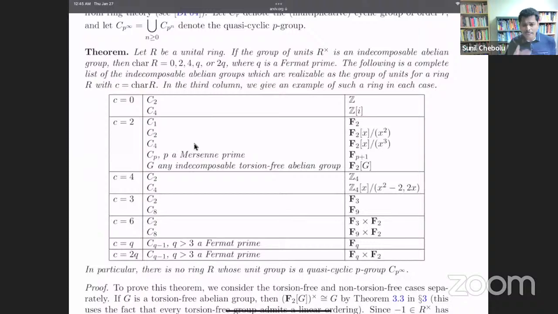I think one thing that is interesting to note, for instance, you look at the cyclic group of 4 elements, right? That is realized in characteristic 0 as the units of the Gaussian integers. It is realizable in characteristic 2 as units of this truncated polynomial algebra, F2[x] mod x cubed. It is realizable in characteristic 4 as units of this quotient ring, Z4[x] mod (x squared minus 2, 2x).